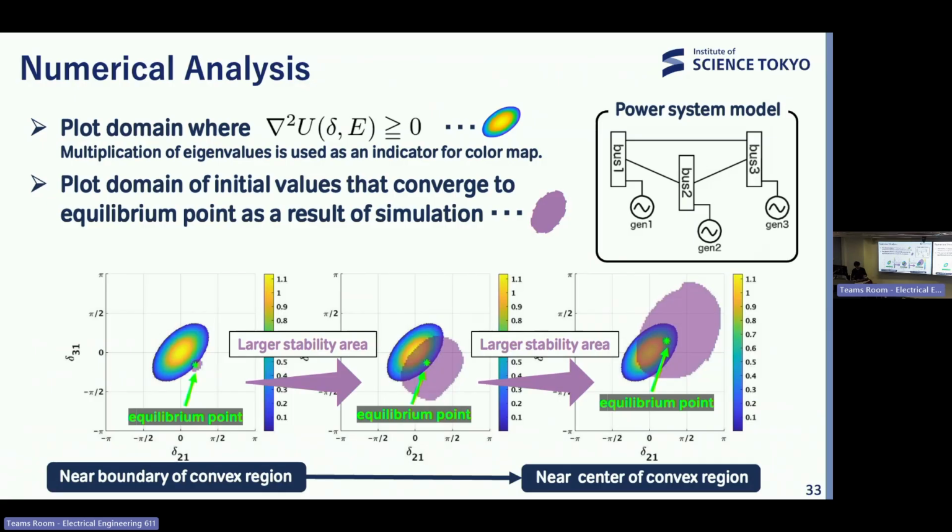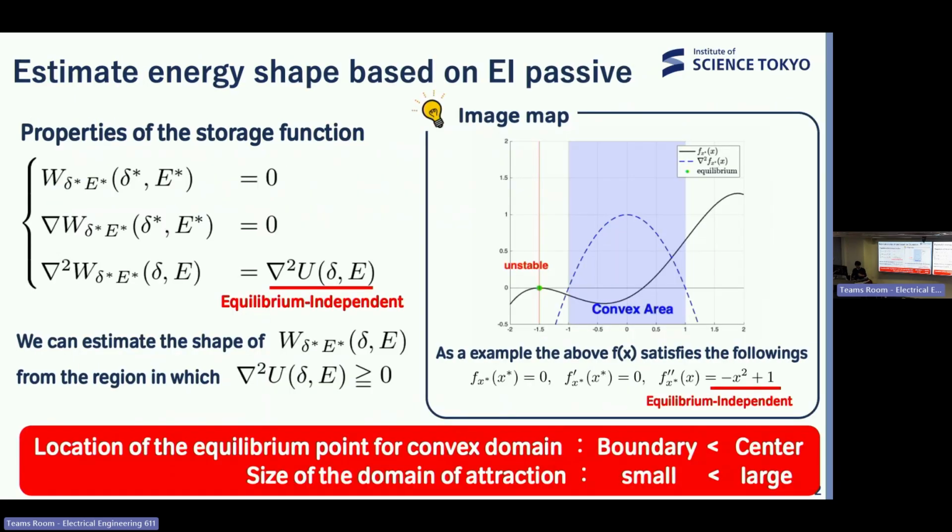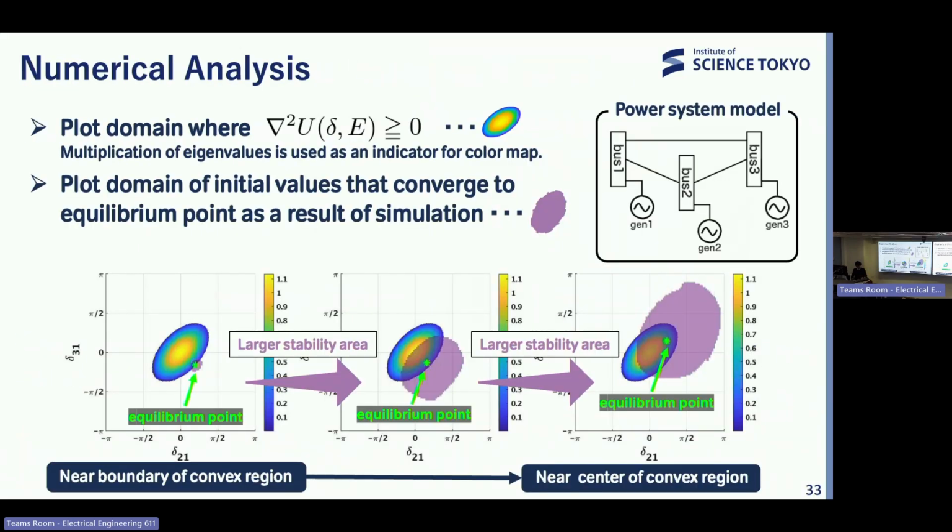So we evaluate these considerations by numerical analysis. In this analysis, the 3-bus model shown in the slide is used. The color map shows the region where the potential energy function is convex. The Hessian of the potential energy function is obtained, and the product of its eigenvalues is used as an indicator for the color map. These equilibrium points are selected for this system, and simulations are performed for each case.